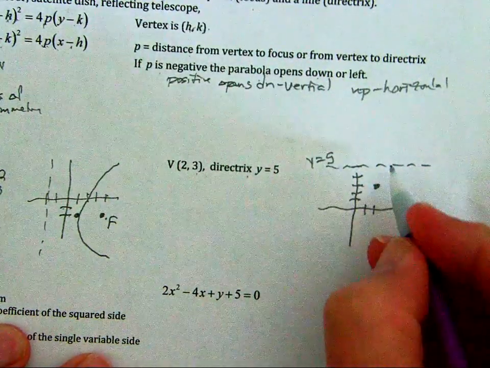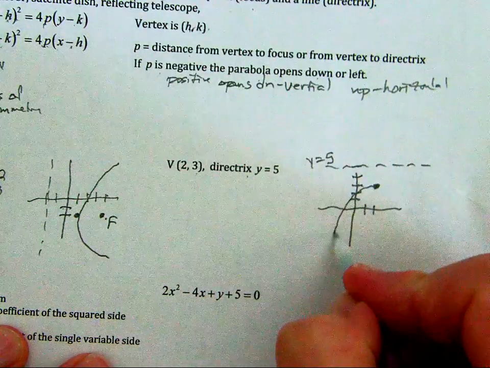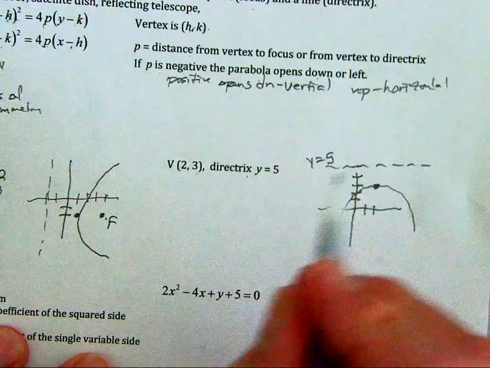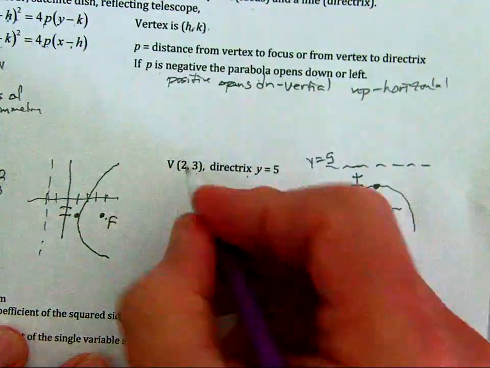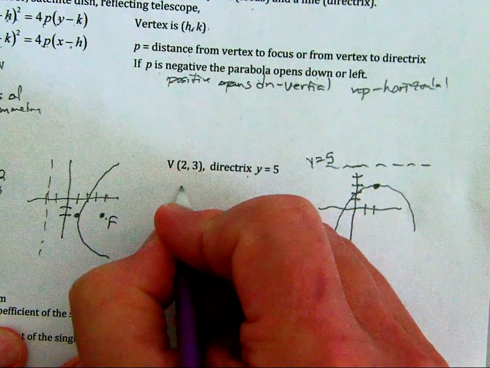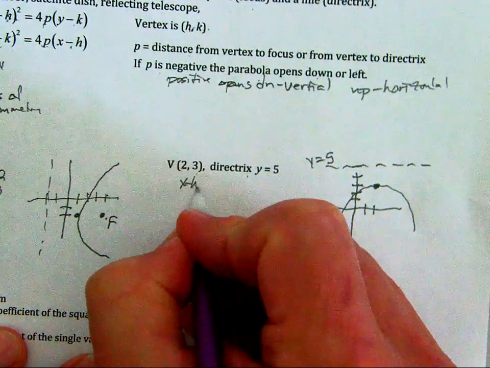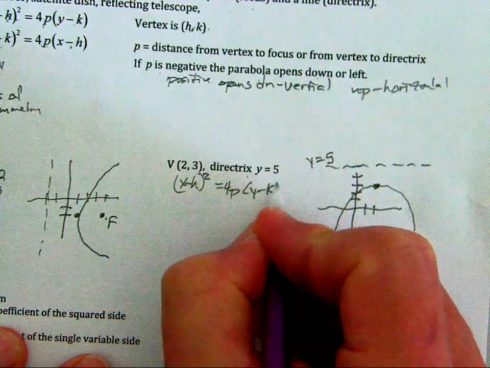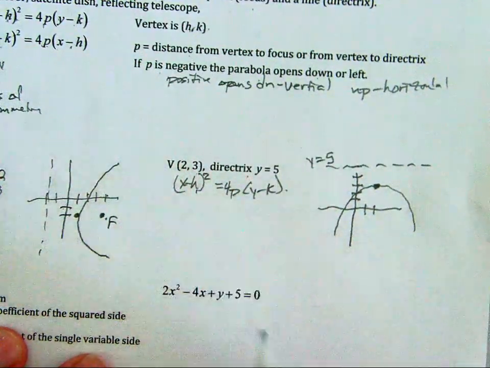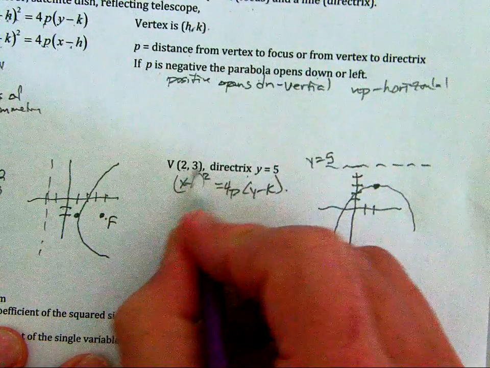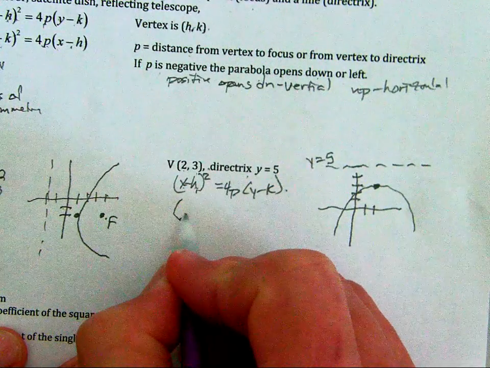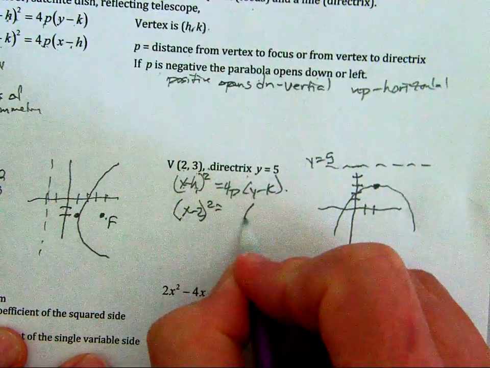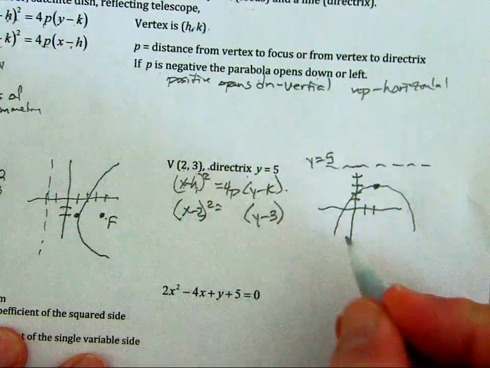Now if you look, this parabola is going to have to open down because it goes away from the directrix. Since it's up and down, this one is going to be y is not squared. So this is going to be this format here: x minus h squared equals 4p times y minus k. We just need to fill in h, k, and p. Since our vertex is (2, 3), x minus h is x minus 2, and y minus k is y minus 3. All we need is p.